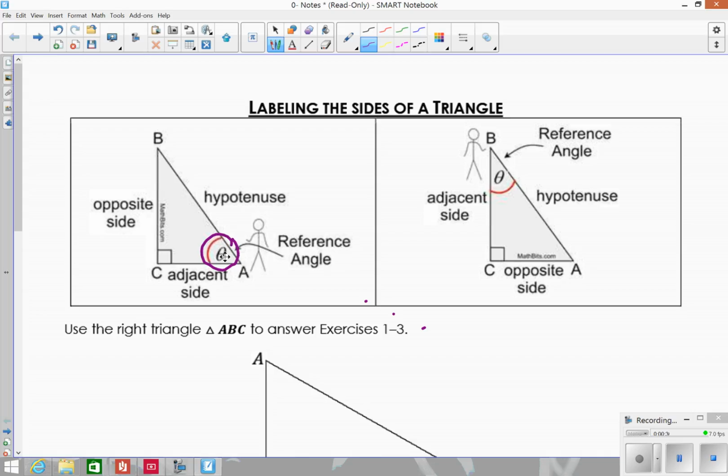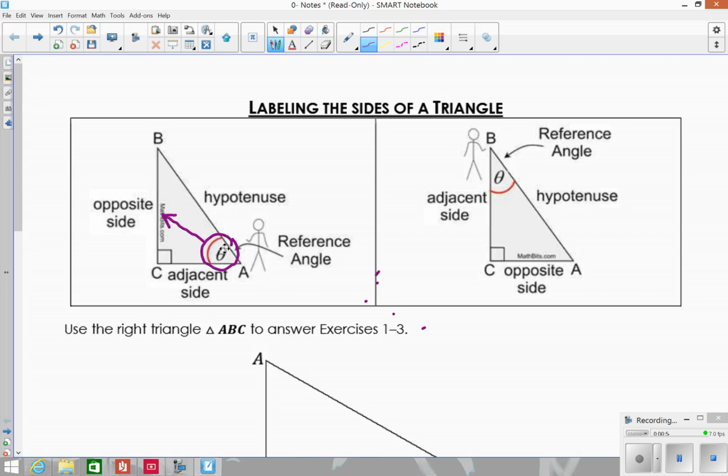So I'm starting at this angle here, and the side opposite that angle, so basically going across, is going to be called the opposite. The hypotenuse will always be the side across from the right angle. That'll never change. That's always the longest side. And then the adjacent side is the side that's next to the angle. Adjacent really means next to. So if I look at that acute angle, next to it is the adjacent side.